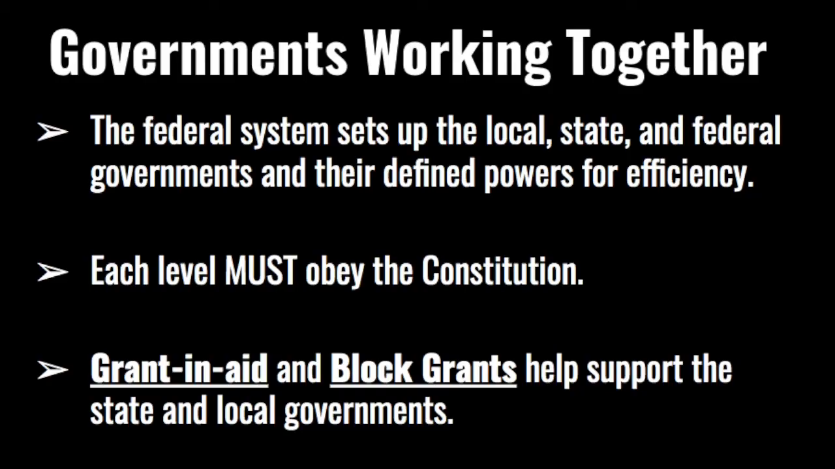The federal system sets up the local, state, and federal governments and their defined powers for efficiency. For starters, each level must obey the Constitution. Remember, the Constitution is the supreme law of the land. So even though we have our ordinances, we have our state constitution, and whatever else, it can never, ever, ever go against the Constitution.